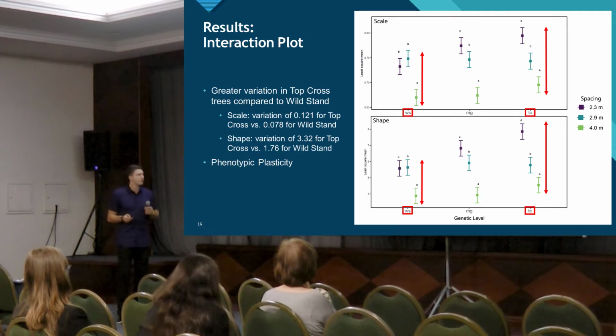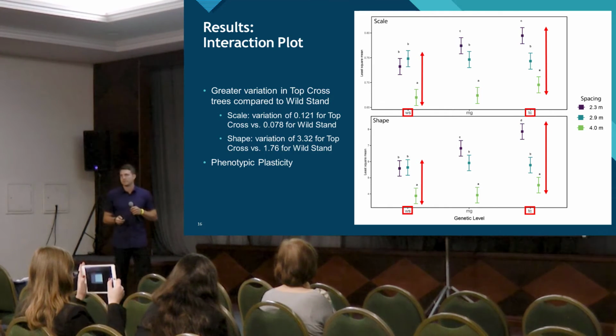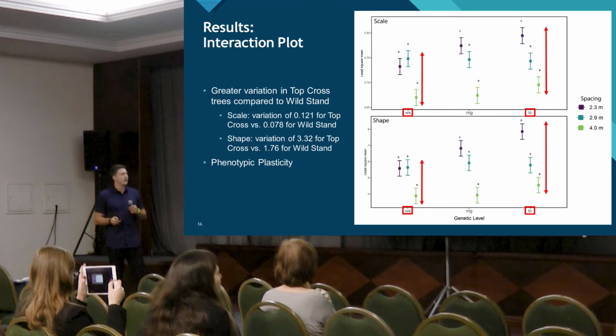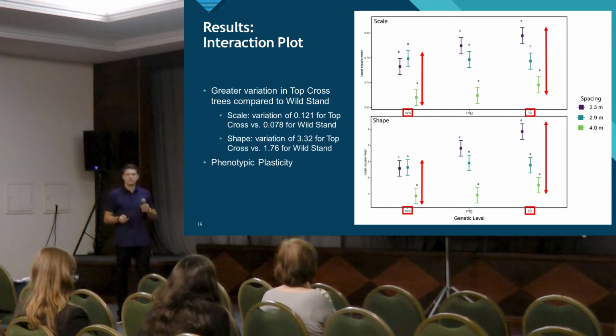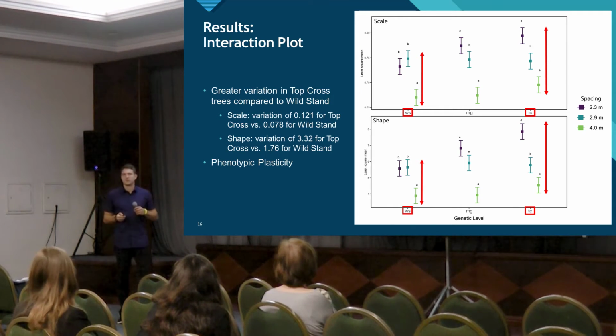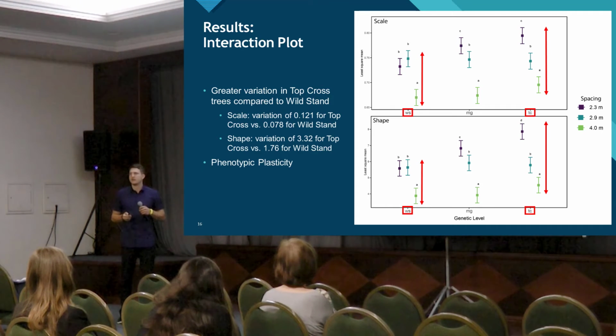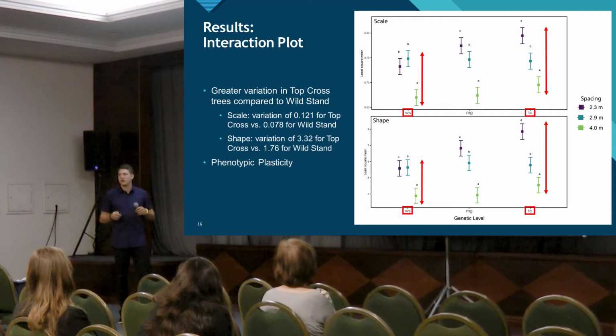In addition, we found that there was a greater variation among the top cross trees compared to the wild stand trees, and this could indicate phenotypic plasticity, which I argue is a positive trait because moving forward, when we go to plant these trees all over the province, we're not going to be able to plant these at necessarily an optimal spacing. So we want trees that can perform well in a variety of spacings that you know will be okay.